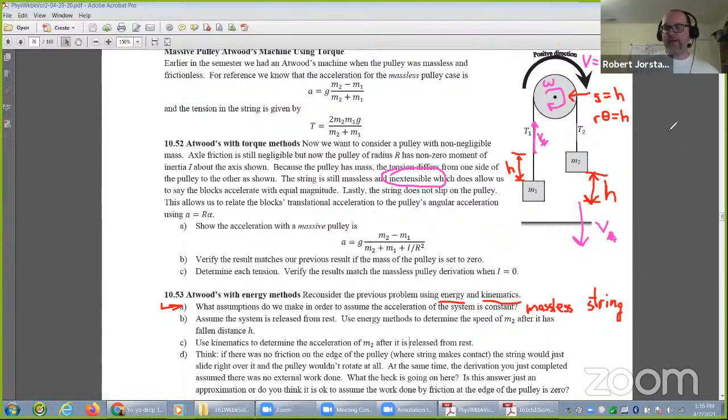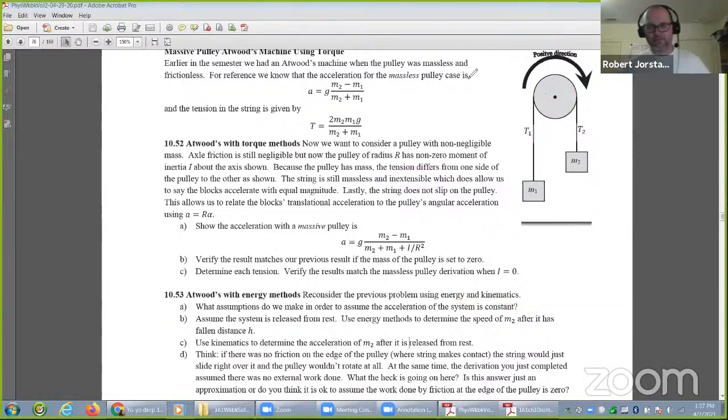So it's a straight up energy problem. We've got two blocks. I would call this reference level 1. I would call this reference level 2. And then you could have them move. All right, so let's go take a look at the solutions and see.